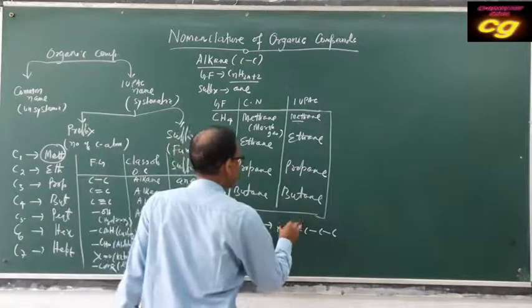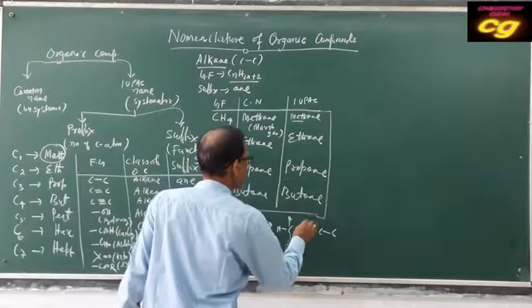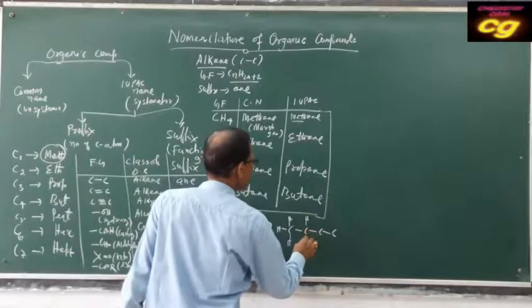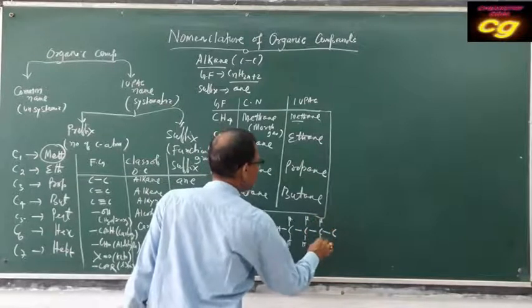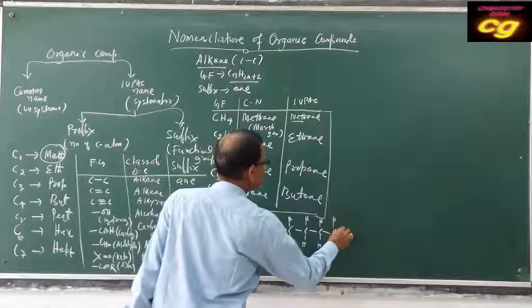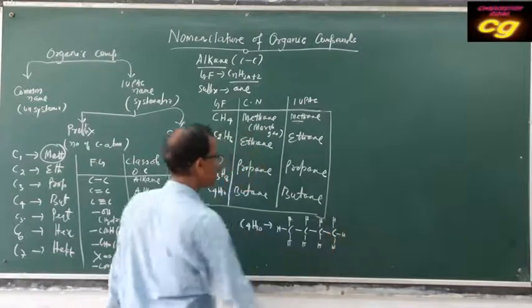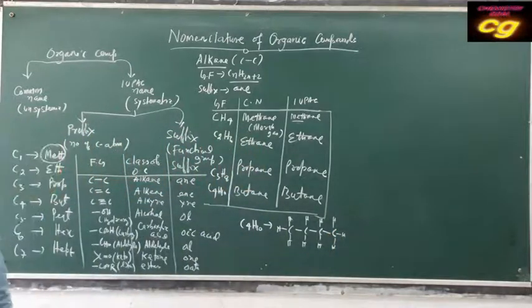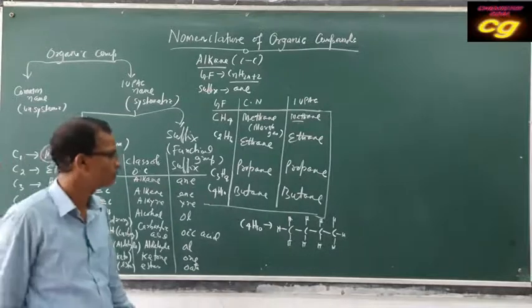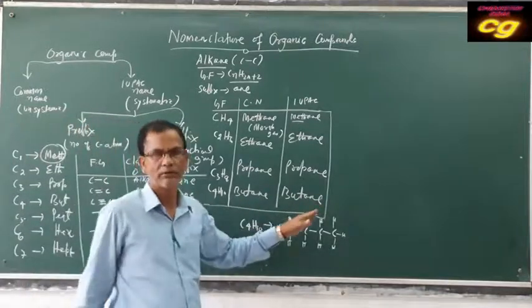This is the structural formula of butane. You can write this structure. This is the structure of C4H10. That is normal butane, straight chain.